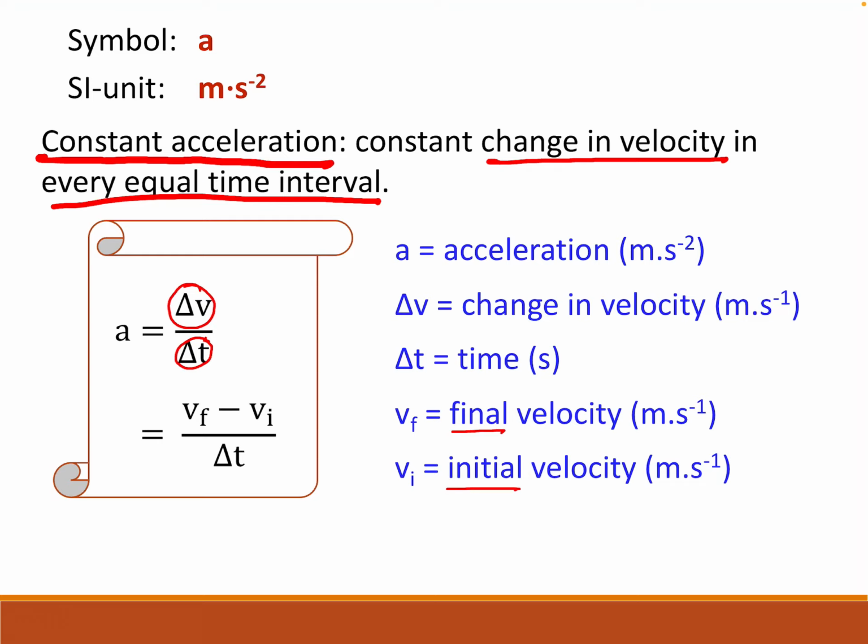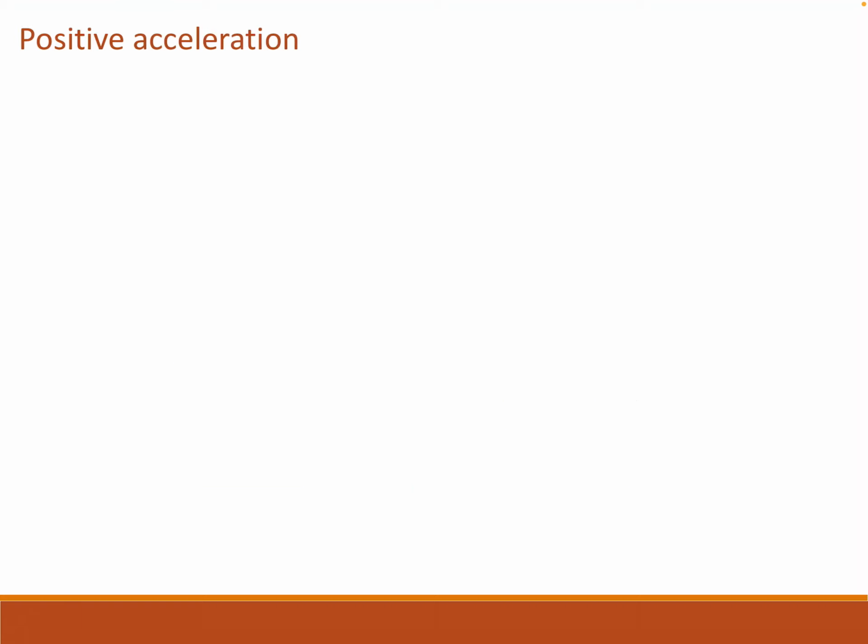So if something's slowing down, you're going to get a negative acceleration because you'll have a small number minus a big number. If it's speeding up, we get positive acceleration.